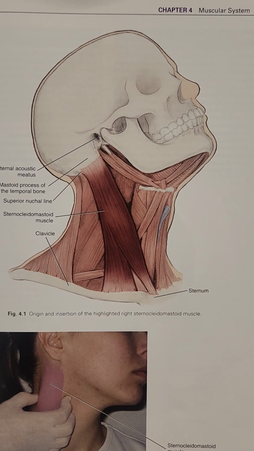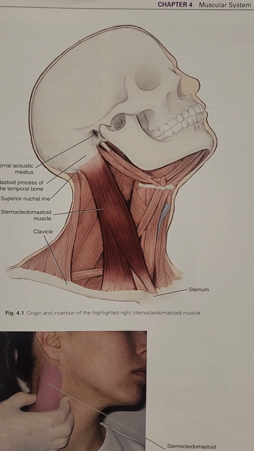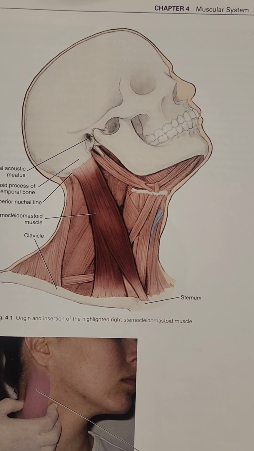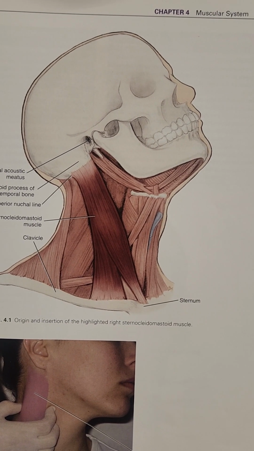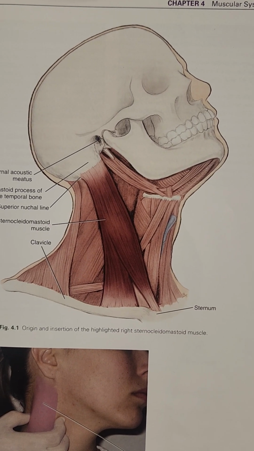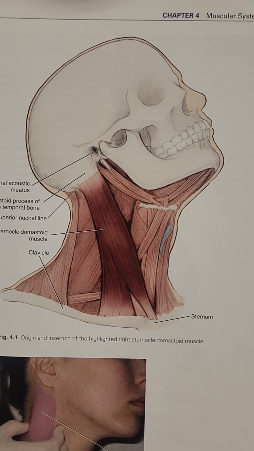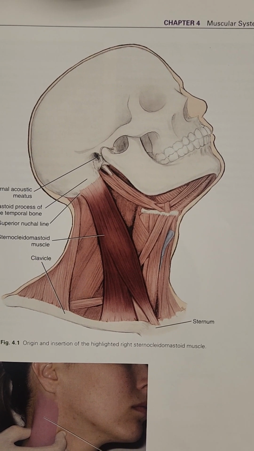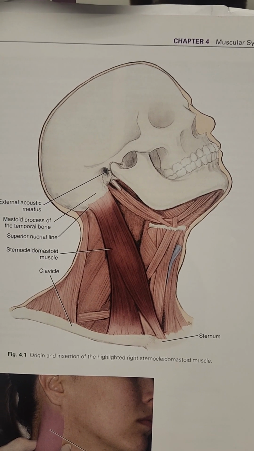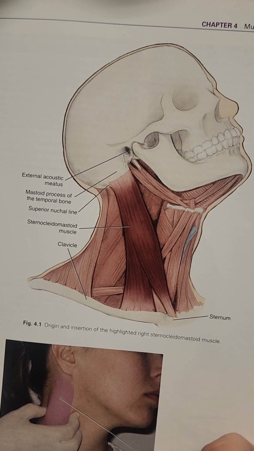Remember, our origin is attached to the least movable structure, and it is attached to the clavicle. It inserts, which is attached to the more movable structure, on the mastoid process of the temporal bone. When one side is contracted, the head bends to the contralateral side, or the opposite side. When both sides contract, the head flexes at the neck, and it's innervated by the number 11 cranial nerve, which is the accessory nerve. So that is our sternocleidomastoid.